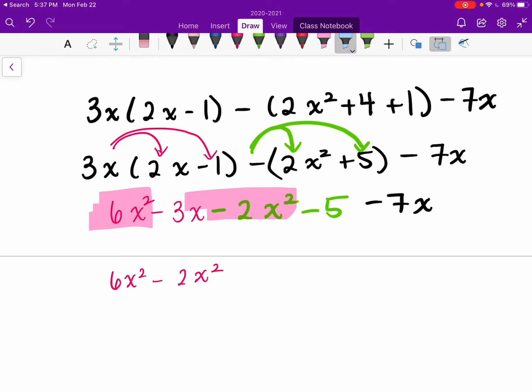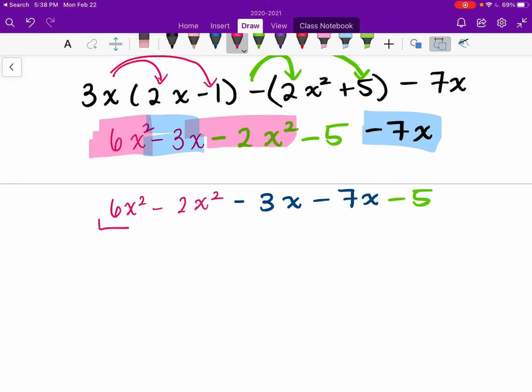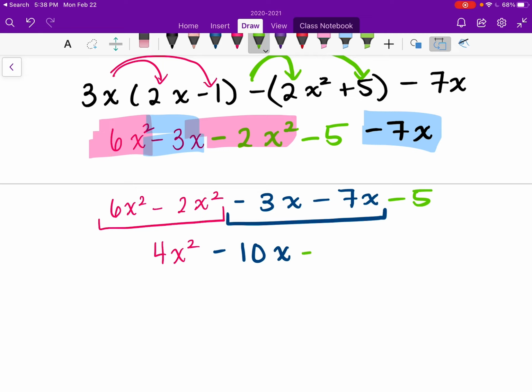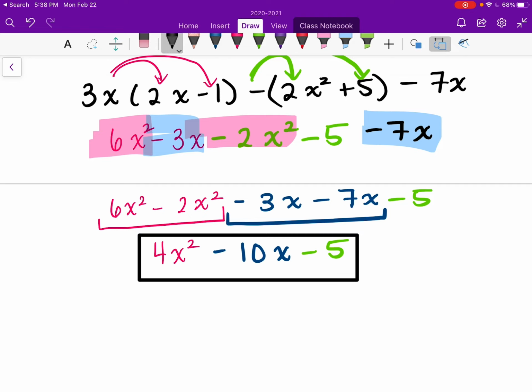Then I'm going to see, okay, do I have something else? I have a negative 3x, a negative 7x, right? So let's rewrite that. Negative 3x minus 7x. And then I'm left over with a 5. So let's just deal with our negative 5 over here. So I'm going to say, okay, 6 minus 2 is going to give me 4x squared. Negative 3 minus 7 is going to give me, I believe, negative 10, right? Negative 10x. And then I'm just left over with that 5, so I'm just going to write it in. There's nothing else to collect over there. Okay, and that's my answer.